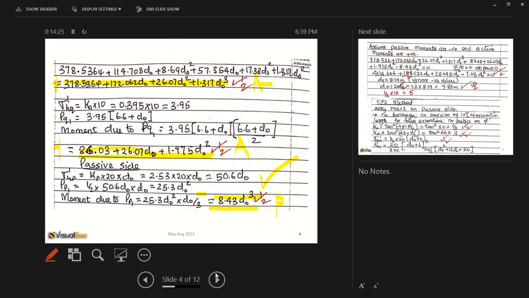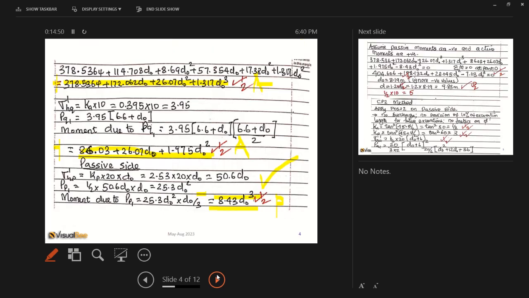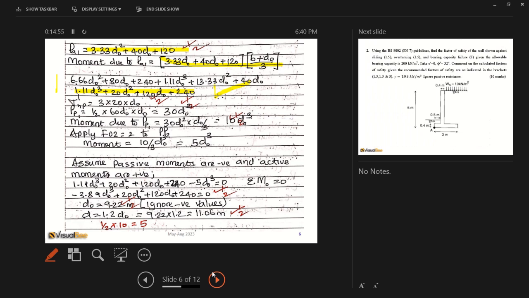This gives you about 8.43 d cubed. But don't forget to divide by, no, is it 8.43? No, I'm sorry, this is not 2.53, the Kp now here is 3. Okay, so this will cancel out, and that gives you 10 d cubed. Okay, 10 d cubed divided by a factor of safety of 2 will give you 5 d cubed. Okay, so this is fairly straightforward, and if you follow the logic, that's how we end up here.